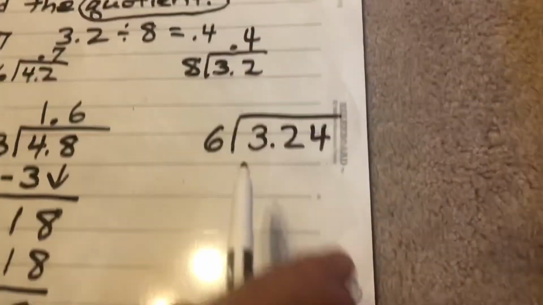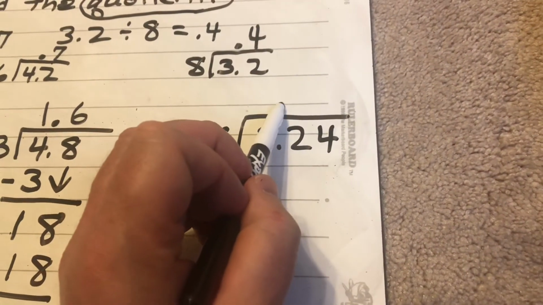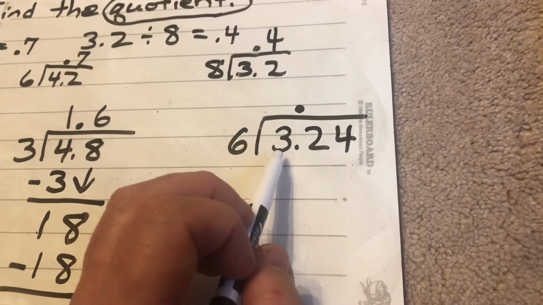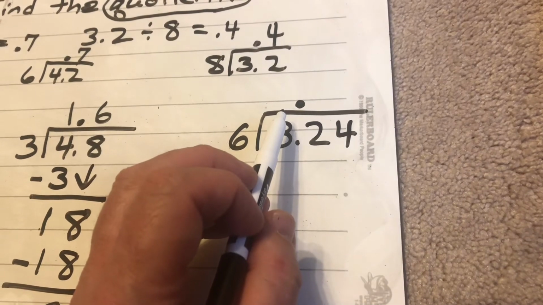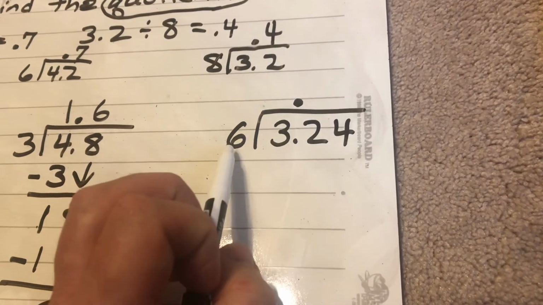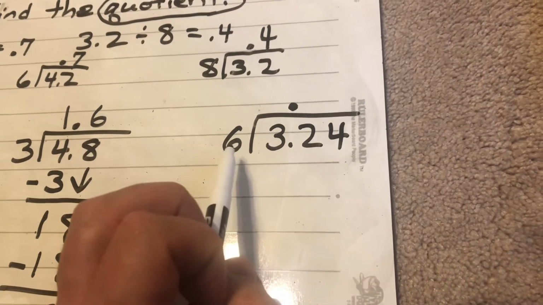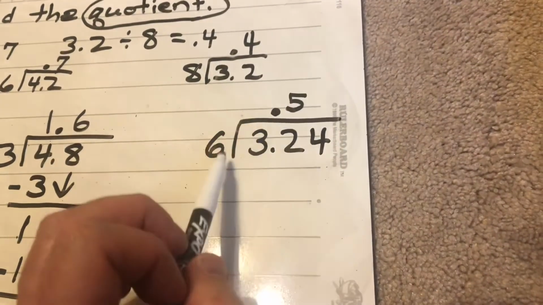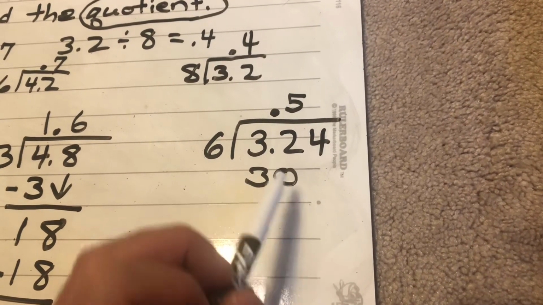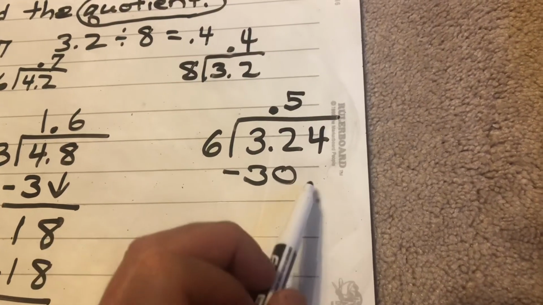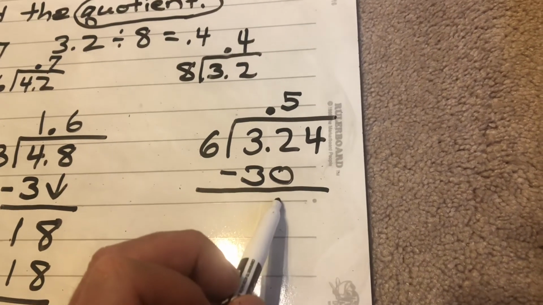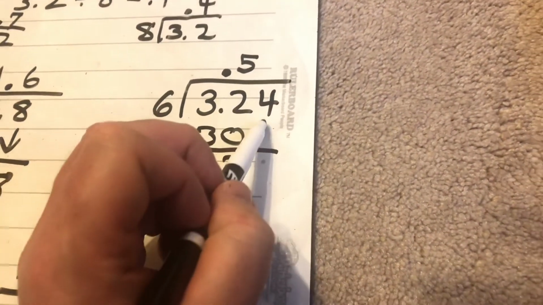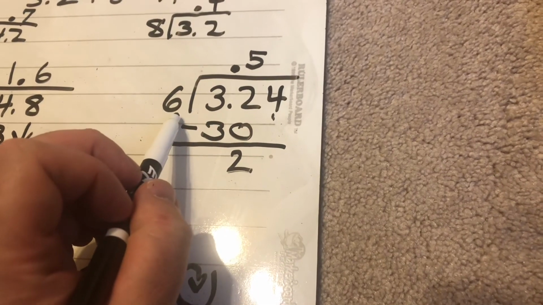This next one, 3 and 24 hundredths divided by 6. First thing I want to do is take my decimal and put it straight up. 6 can't go into 3. Now you can put a 0 there if you want. I'm not going to this time. I don't like to do that. 6 can't go into 3, but 6 can go into 32. 6 can go into 32, I believe, 5 times. 5 times 6 is 30. 32 minus 30 is 2. So I put my 2 down, and 2 is less than 6.